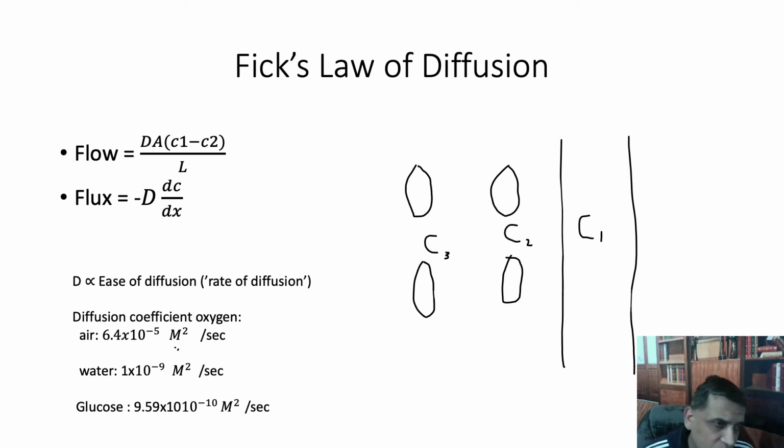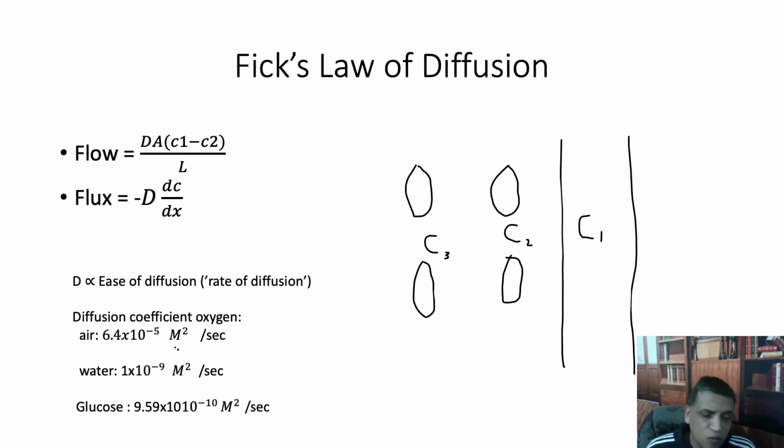Now, the other thing that Fick's law of diffusion tells us is that the diffusion of nutrients is also governed by the medium through which diffusion occurs, and that's important. Let me illustrate this with an example. D is the diffusion coefficient. The diffusion coefficient of oxygen in air is about 6.4 times 10 to the minus 5.